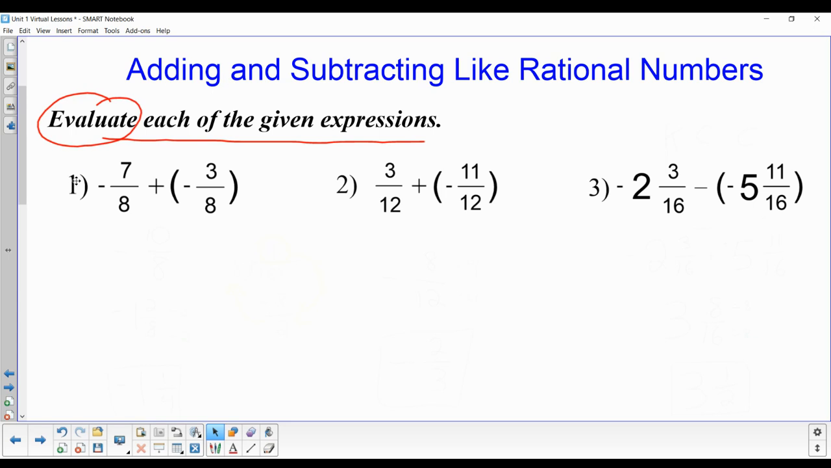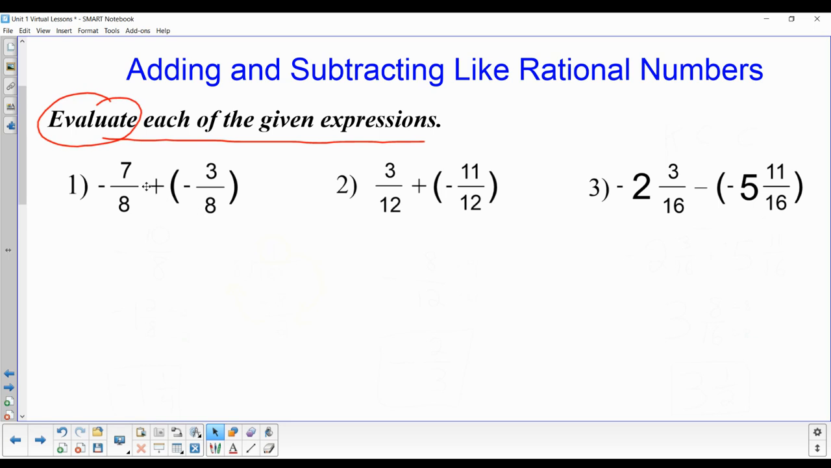So for number one, we are going to add, because there's an addition sign. Remember, when adding and subtracting, you always want an addition sign. We're going to add negative 7/8 plus negative 3/8. Since the denominators are the same, we are allowed to just add the numerators. Remember, when adding and subtracting fractions, and now rational numbers, when the denominators are the same, you can just add the numerators because we have, and I'm going to ignore the negative for a second, 7 out of 8 and 3 out of 8. So your total would then be 11 out of 8.